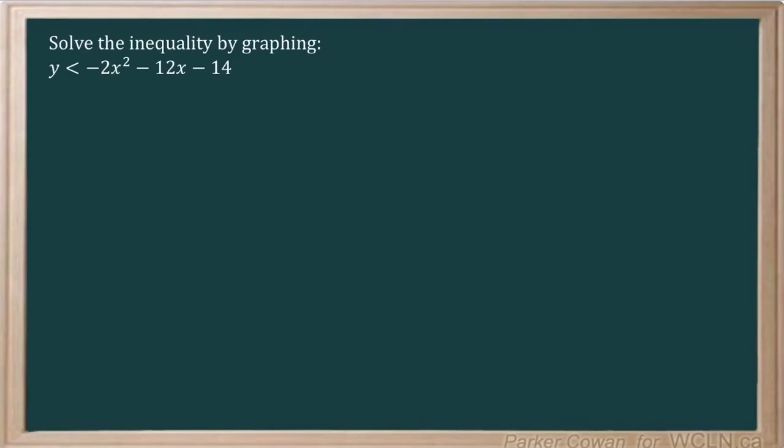Solve the inequality by graphing. Alright, so our first step to graphing this is actually getting this into a format where we can more easily find the vertex and the orientation and shape of the parabola. So in order to do that, we have to do a method called completing the square.